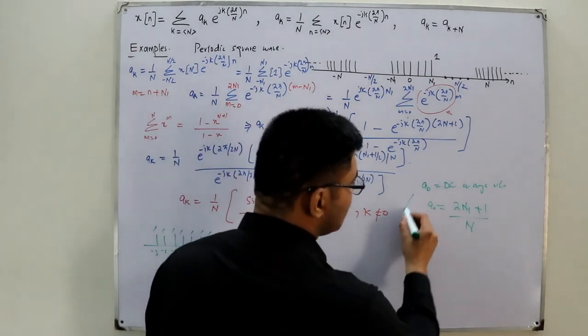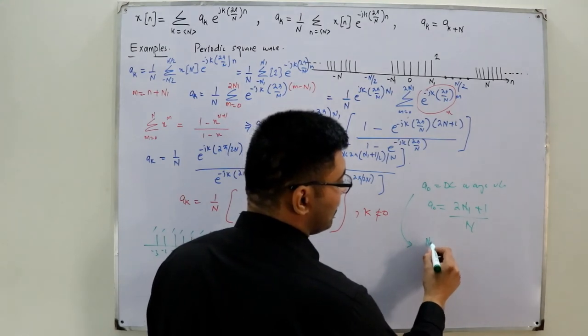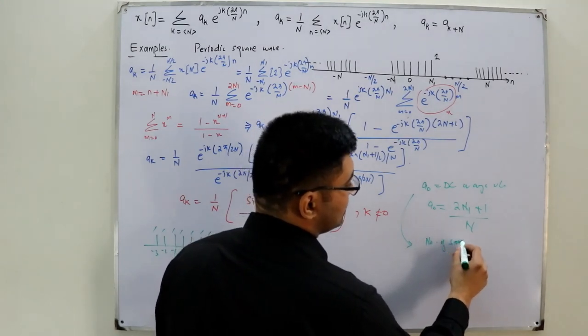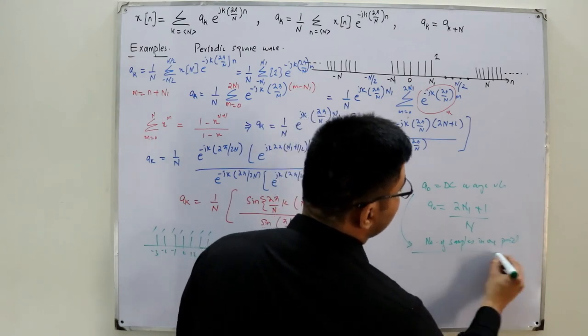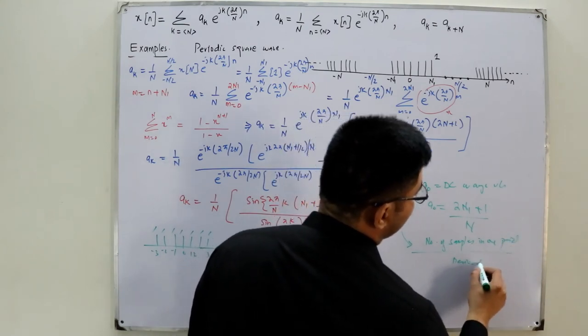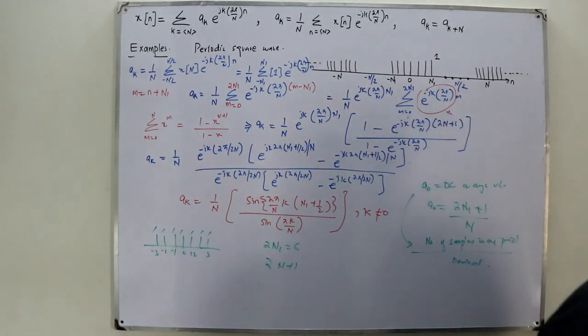So the A naught or the DC value in this particular case is what? The number of samples in one period divided by the period of the wave, and that is it.